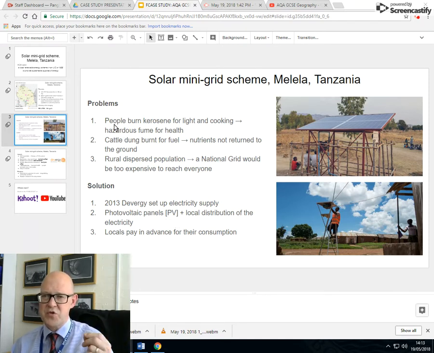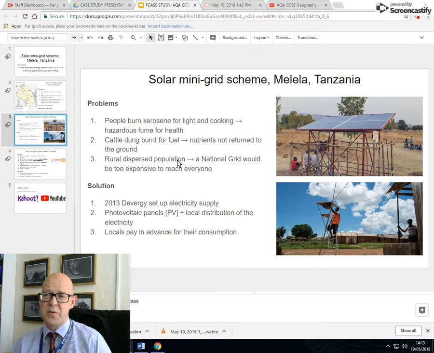Problems, therefore. What is it trying to overcome? People burn kerosene for lighting and cooking. Trouble is, when you burn kerosene, it gives off hazardous fumes, and that leads to respiratory illnesses. So not healthy for individuals. And of course, many of these people are working subsistently, so they need their own manpower to harvest their food to be able to feed themselves. Cattle dung can be used for fuel, but of course, if you're burning cattle dung, you're not putting the nutrients back into the ground, which is going to bring down the amount of food you grow. And again, if you're a subsistence person, or you rely on a bit of subsistence to keep you going, that's not going to be sustaining you for very, very long.